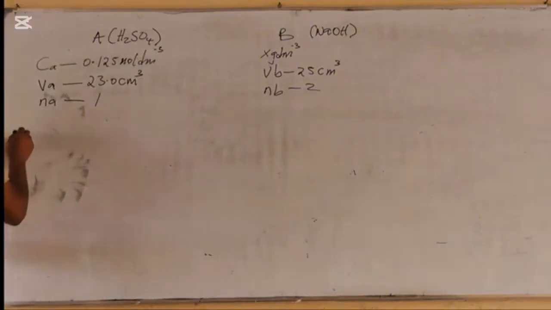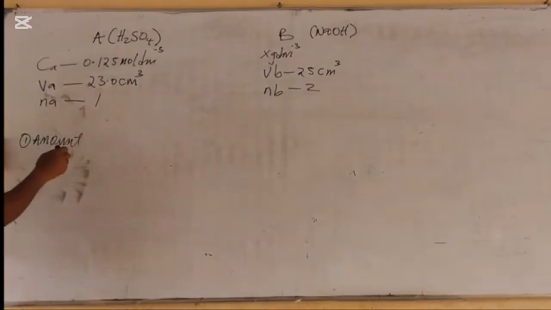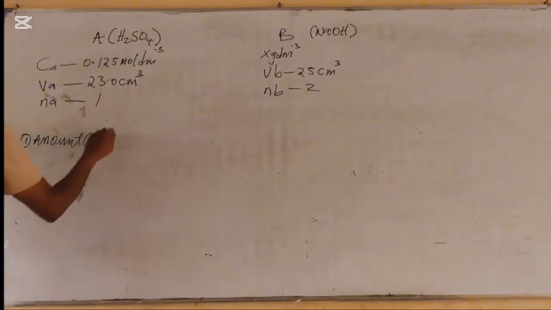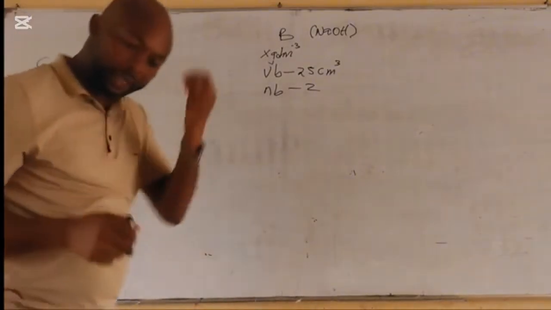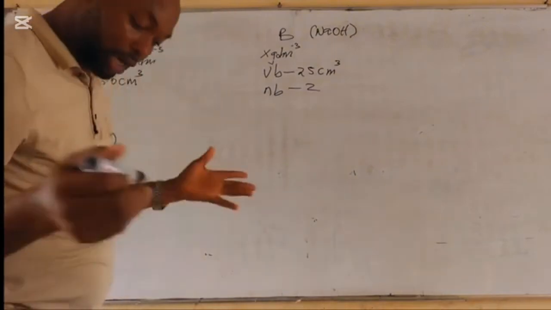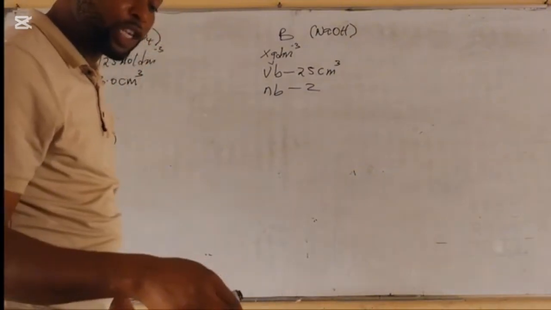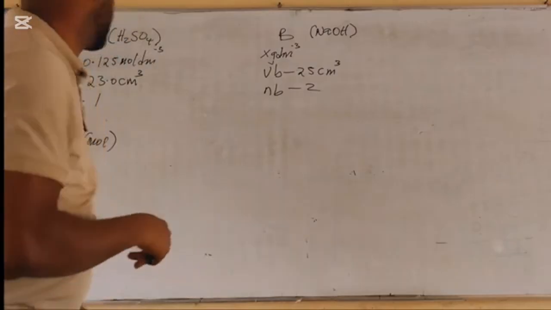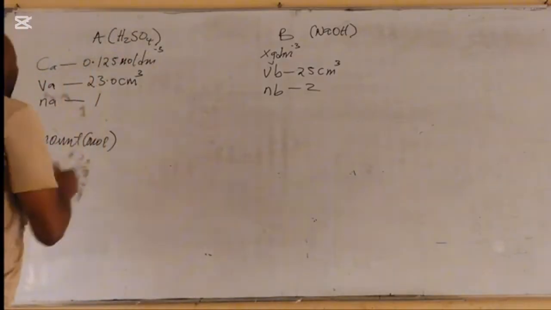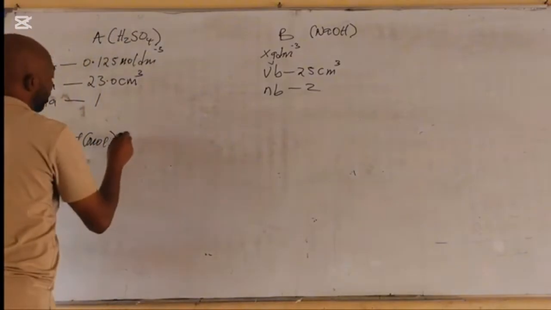Number 1, let's say amount in mole. First question says calculate the amount of H2SO4 in the average volume of acid used. The amount of the acid, amount in mole of H2SO4.